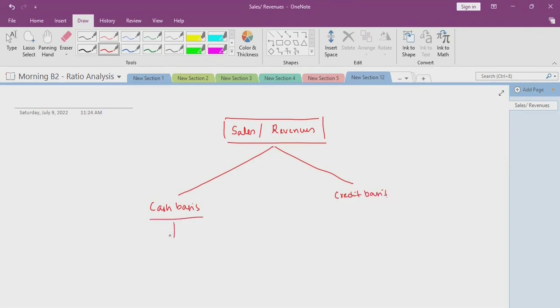When it is on cash basis, we know that we debit the cash account and credit the sales or revenues account.